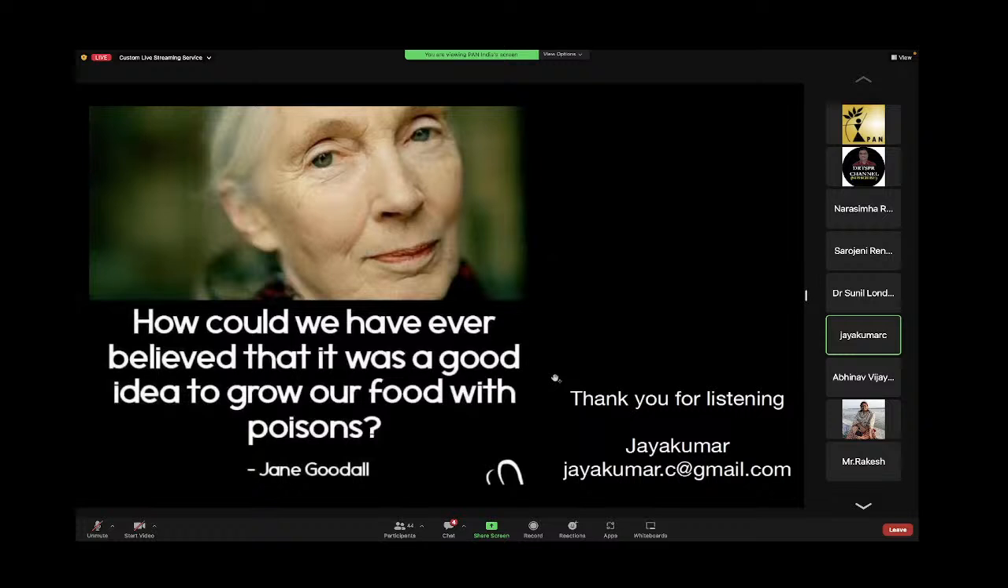And finally, I think this is a very sane statement from Dr. Jane Goodall, one of my favorite scientists. She said, how could we have ever believed that it was a good idea to grow our food with poisons? That needs to be addressed before we talk more about efficiencies. Thank you for listening, and thank you very much. I purposefully tried to cut short because I think we have to meet our time deadline. Thank you, Dilip. Thank you everyone for listening.